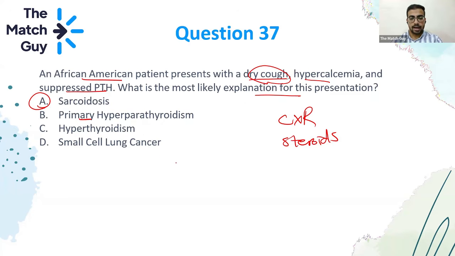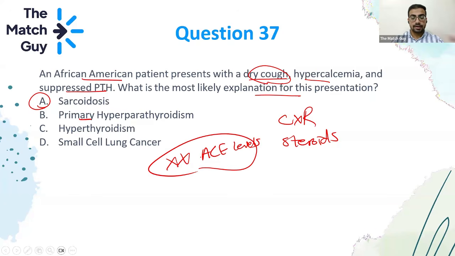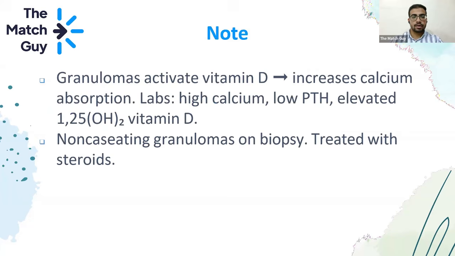And guys, just a tip for you: never choose ACE levels as your way of diagnosing sarcoidosis. It is classically, scientifically or theoretically associated with increased ACE levels, but we never mention it. We never measure it. It's a non-specific finding, and they always confuse you with it, and a lot of you choose it while it's the wrong answer. Okay.